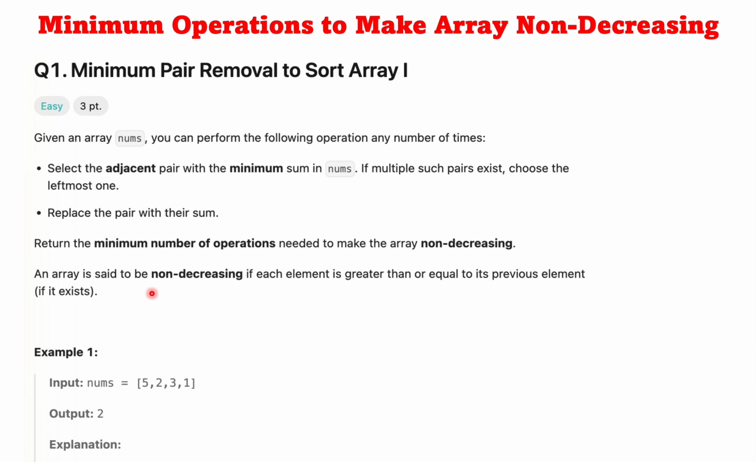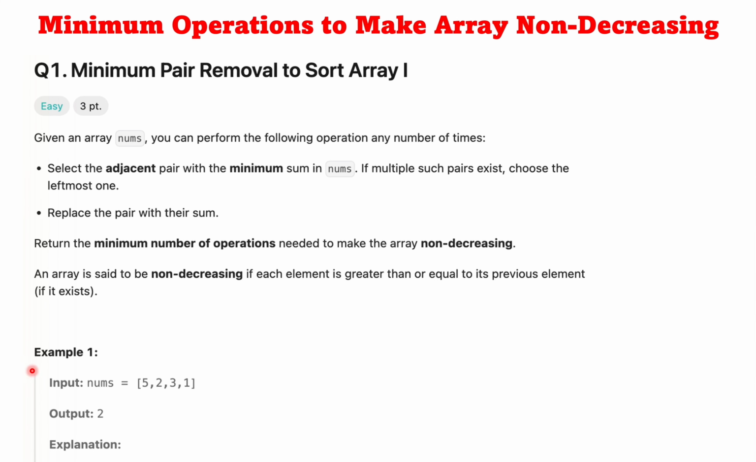An array is said to be non-decreasing if each element is greater than or equal to the previous element, if it exists. If you have not understood this problem statement yet, it's fine. Keep watching, you will surely understand. I have a couple of slides where you will understand what I'm trying to say here.